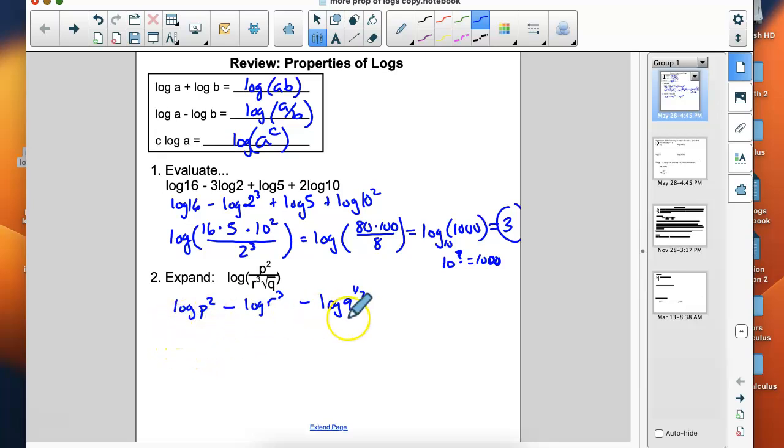So, now I've got it all separated. Anything that was on the top is positive. Anything that was on the bottom turns into a minus. My second step is the first one that I did when I was putting them together, which is to get rid of these numbers that are exponents. I make this 2 log p minus 3 log r minus 1/2 log q. And then that's my answer. That's as expanded as I can get. The expansion means you separate it into all different log terms, and then you move the powers out front.